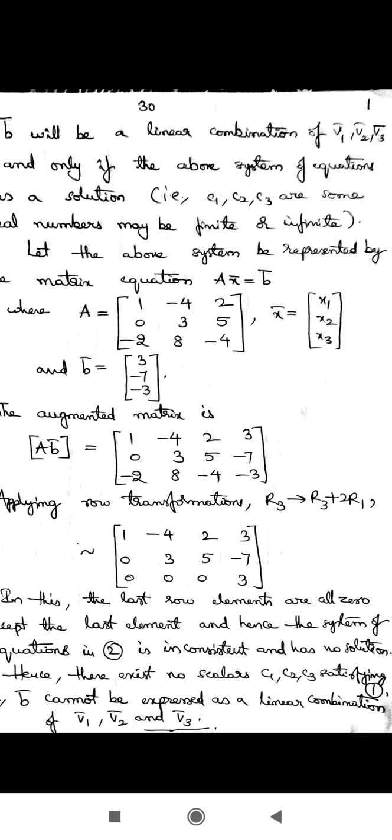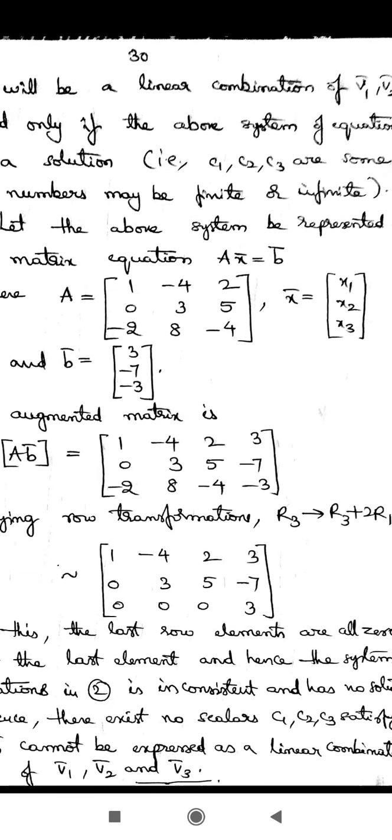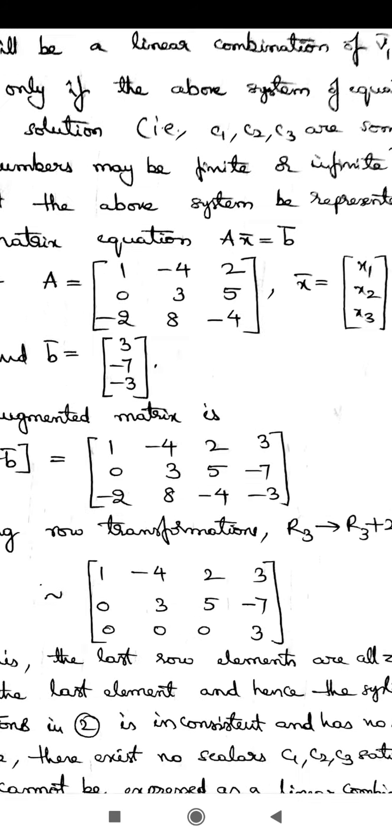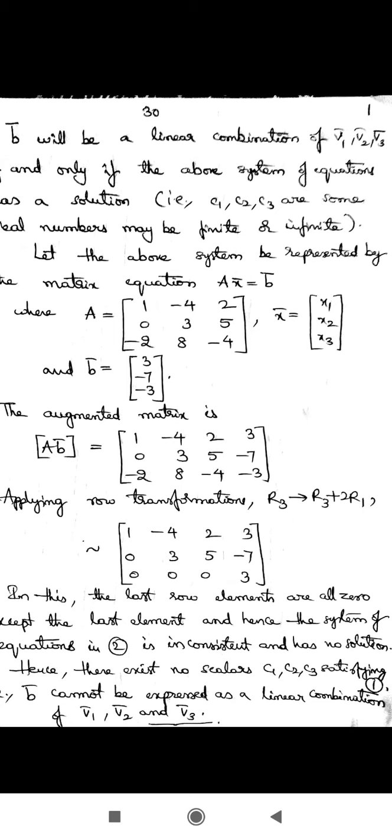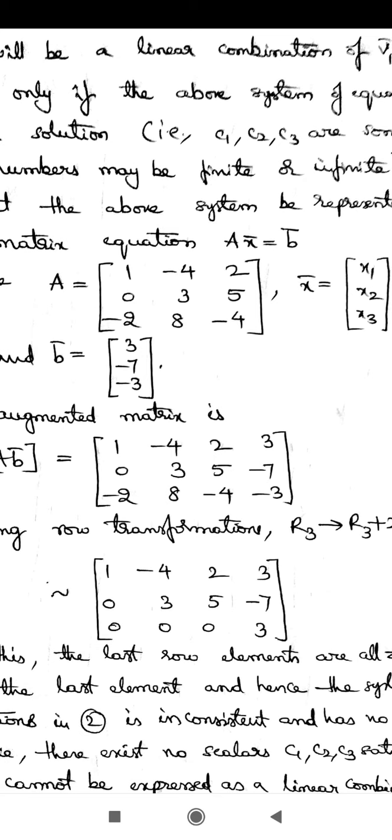Let us see now. Let the above system, represented in equation 2, be written in matrix form as A x bar equals b bar. This is how matrices help us make the system of linear equations a simpler form. The whole system in equation 2 can be written in this single, simple matrix equation, A x bar equals b bar.